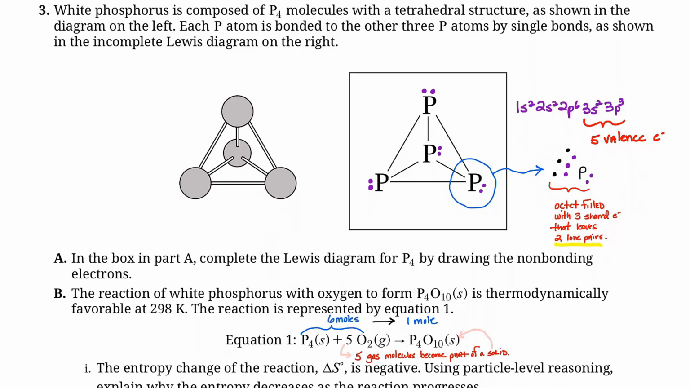Okay, and so with 3A in the box, make sure it's in the box, complete the Lewis diagram for P4 by drawing non-bonding electrons. So we needed a lone pair for each phosphorus. Where you put them was not important. The idea, though, is very important, that there were 5 valence electrons.